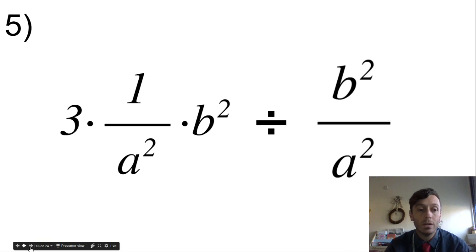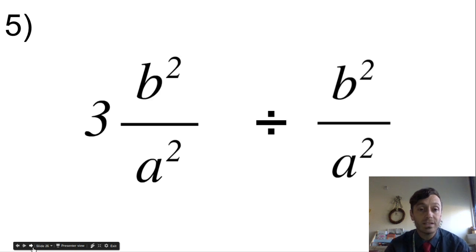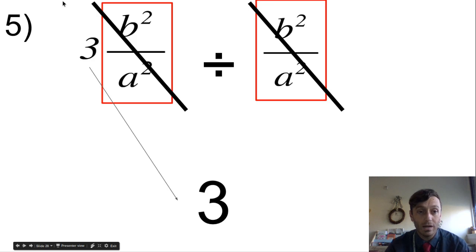Lucky you. Moving on. Put those things together, and we did this already also. So I've got 3 times b squared over a squared. And now it's just a regular division problem. 3 divided by 1 gives me 3 as my leading coefficient. B squared over a squared divided by b squared over a squared equals 1, right? They cancel each other out. We bring that 3 down, and our answer for number 5 is just 3.